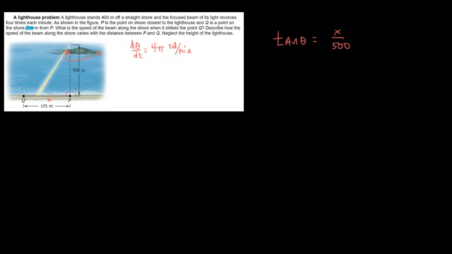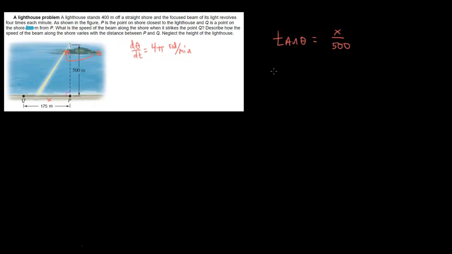Okay, we have this distance that's set, and we have related theta and x. So theta is changing and x is changing, because this beam of light is sweeping the shore, and we want to know how fast it hits Q. How fast is x changing when it hits Q? Okay, so how do we take the derivative of both sides with respect to t?